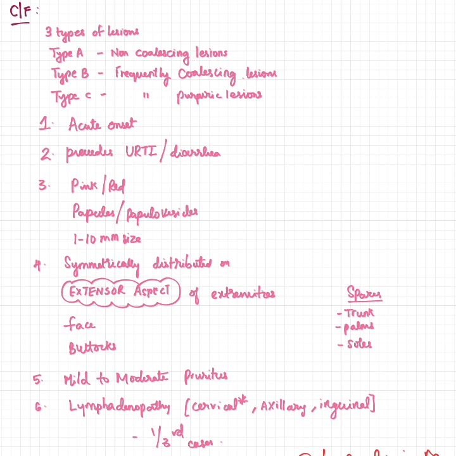Coming to other clinical features, this rash has acute onset and it usually precedes, that is, it occurs before the onset of an upper respiratory tract infection or a GI infection, that is diarrhea. The constitutional symptoms are very minimal. They may not be present even. And this rash is characteristically pink or red in color. The lesions are papules or papulovesicles, and the size ranges from 1 to 10 mm.